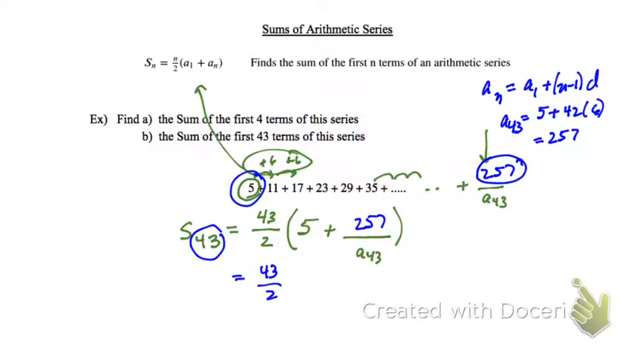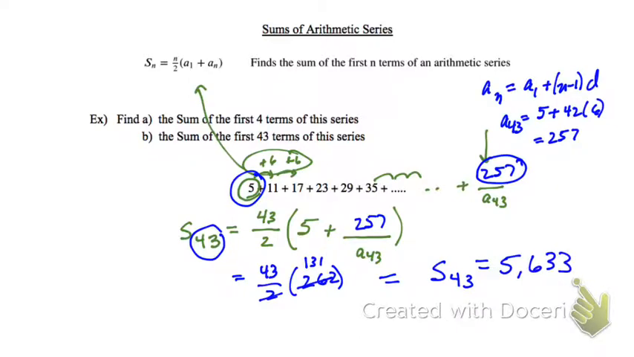It'll be 43 over 2 times 262. And if you wanted to, you could even reduce that 2 and that 262 to 131. Anyway, you end up with a sum of, so the sum of the first 43 numbers in this list is 5,633. And that's something we definitely would not want to try by hand, so we need to make use of this formula. Okay?